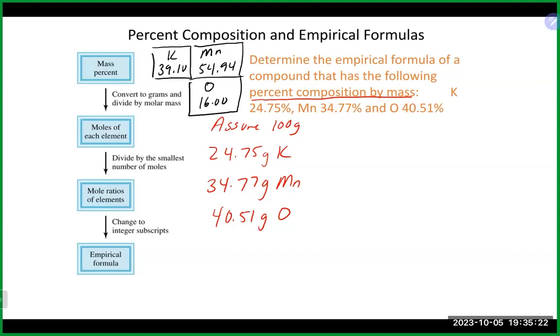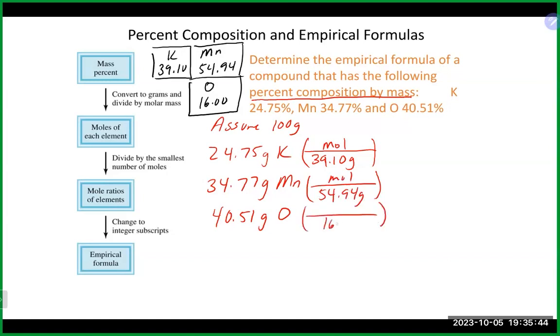Now that we have them converted into grams, the next really major conversion is to take these grams into moles. So we'll use the molar mass from the periodic table to do so. For our potassium, that's going to be 39.10 on the bottom there, so that the grams cancel. We end up with moles. For our Mn, we'll do the same type of calculation here, 54.94 grams on the bottom, mole up on top. And for our oxygen, it would be 16 grams per mole. Again, all this comes from the periodic table, which is our molar mass of each of these.